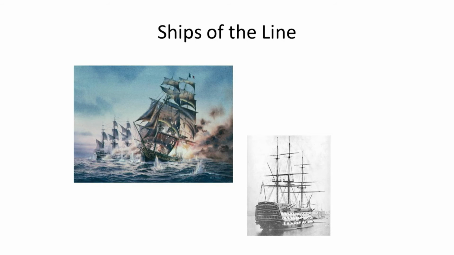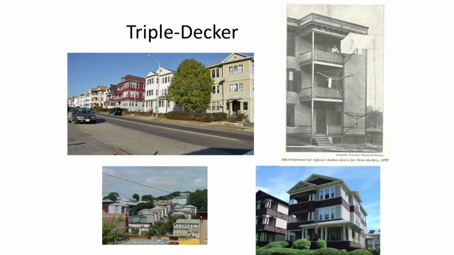Well, these were called decks. So 1 deck, 2 decks, 3 decks. That's the origin of the name triple decker, is the ships of the line. And the triple decker became the primary form of residence on Union Hill because the streetcars made it so easy to get up to the top of the hill. The factory workers who worked down at the Blackstone Canal area, the Canal District we call it today, could easily get on the streetcar and come all the way up to the top of the hill.